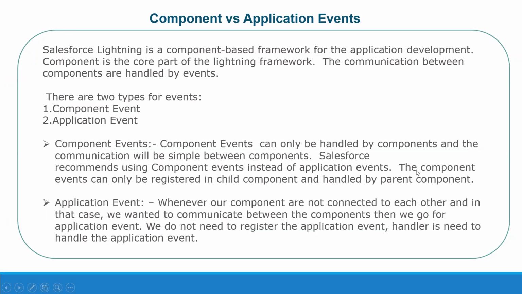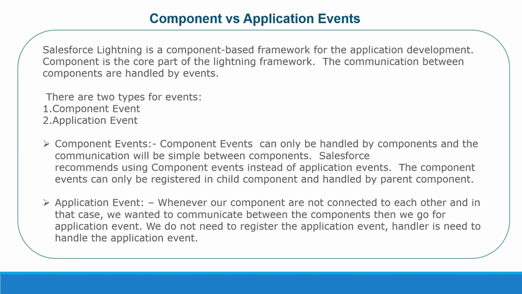Even Salesforce recommends to always use component events. Salesforce recommends this because you can pass data only between components which have a relationship. If there is no relationship, you cannot pass the data in a component event. But an application event is like open source: you can send the data to any other component even though there is no relationship. Even though there is no relationship, if you want to pass data from one component to another, how can you pass it? Using application events. If the relationship is there and you want to pass data from child to parent, which events can we use? Component events.